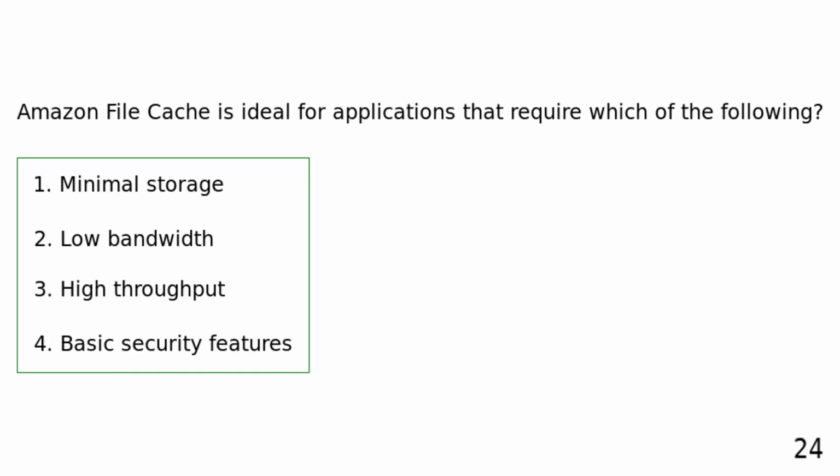Amazon File Cache is ideal for applications that require which of the following? Minimal storage. Low bandwidth. High throughput. Basic security features.